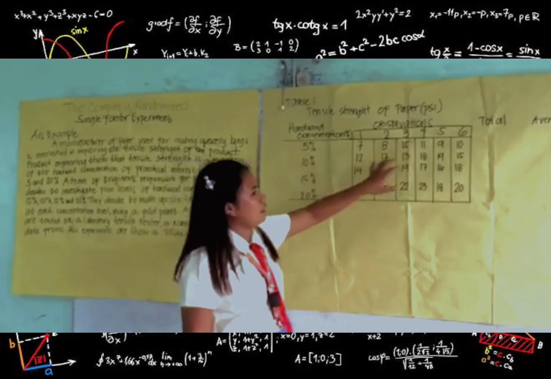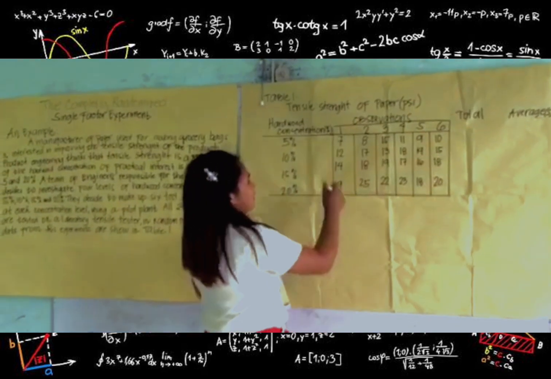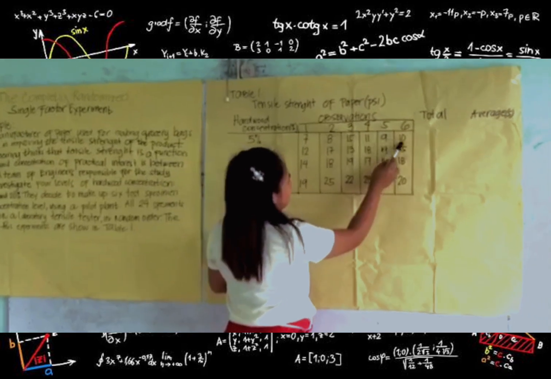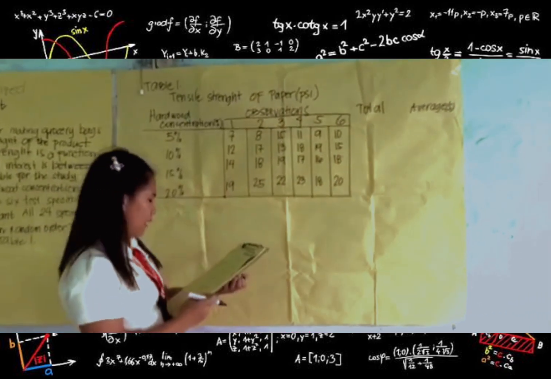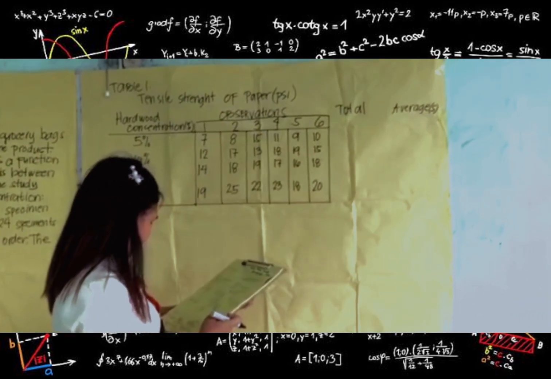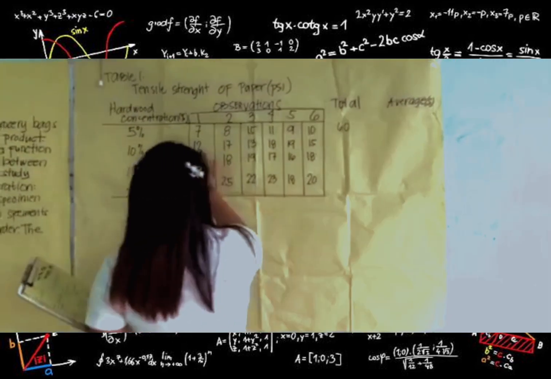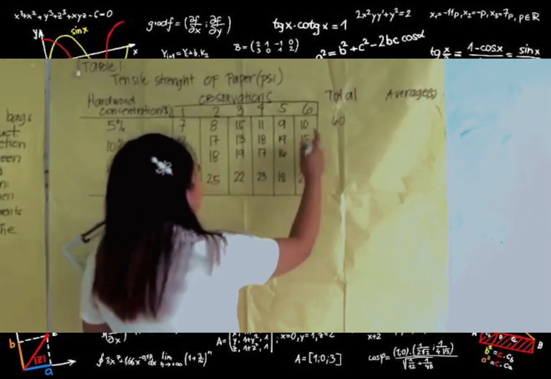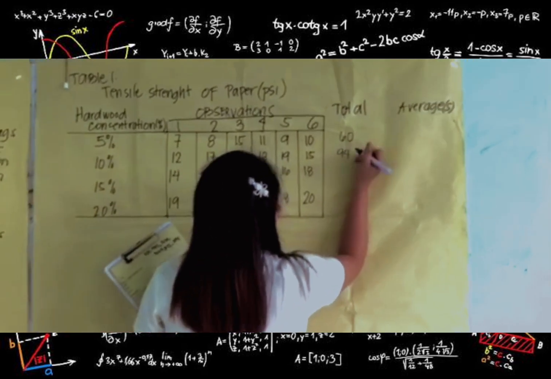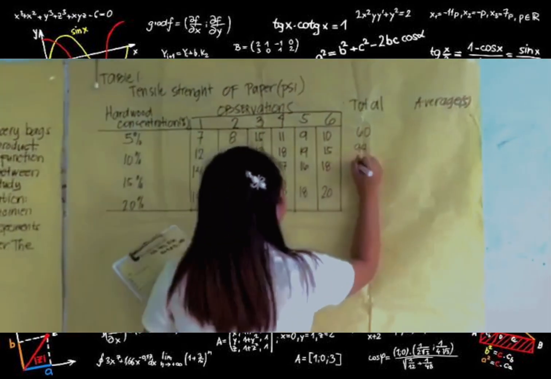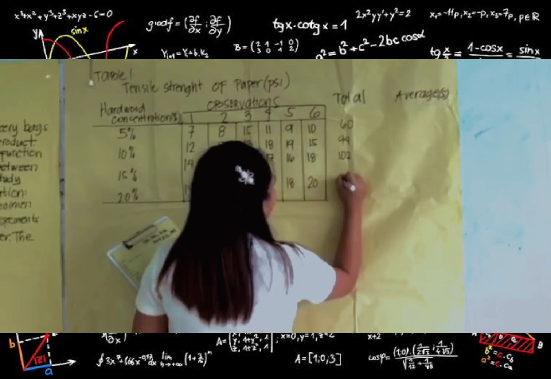First, let us compute the totals. The 7, 8, 15, 11, 9, and 10 we add, and the answer is 60. Then we add all the others, which gives 94, then 102, then 127.